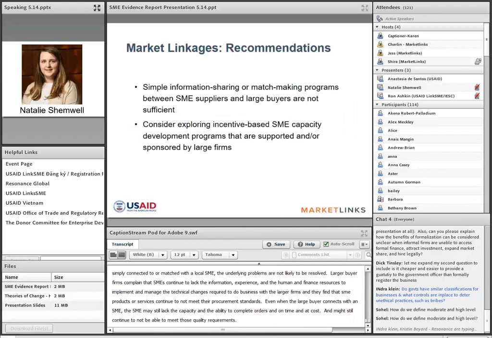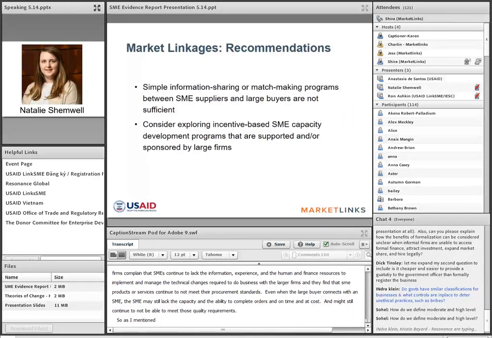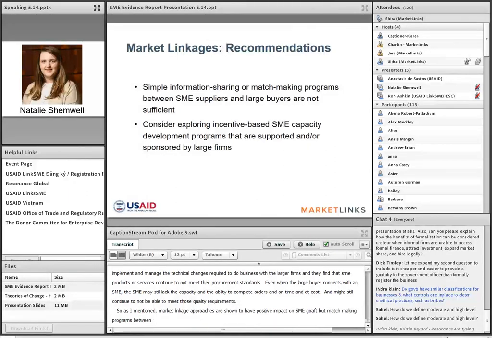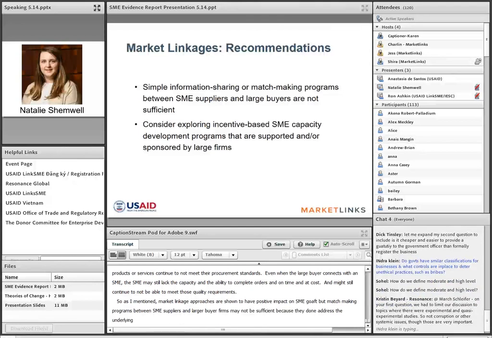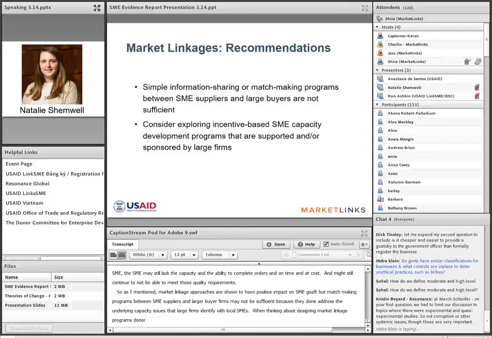So as I mentioned, market linkages approaches are shown to have positive impact on SME growth, but simple information sharing or matchmaking programs between SME suppliers and larger buyer firms may not be sufficient because they don't address some of the underlying capacity issues that large firms identify in local SMEs. So when we're thinking about designing market linkages programs, donors and practitioners should really consider exploring the demand side capacity building interventions which are supported or sponsored by larger firms.